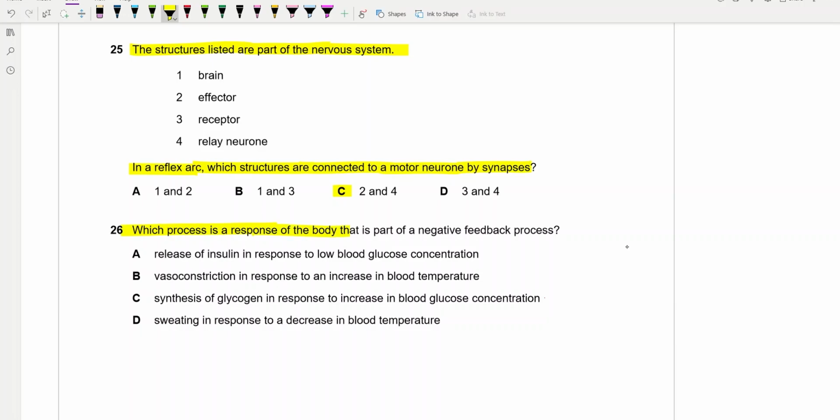Question number 26. Which process is a response of the body that is part of a negative feedback process? Option A, release of insulin in response to low blood glucose concentration. Option B, vasoconstriction in response to an increase in blood temperature. Option C, synthesis of glycogen in response to increase in blood glucose concentration. Option D, sweating in response to a decrease in blood temperature. So the answer would be option C, as it is a negative feedback process.